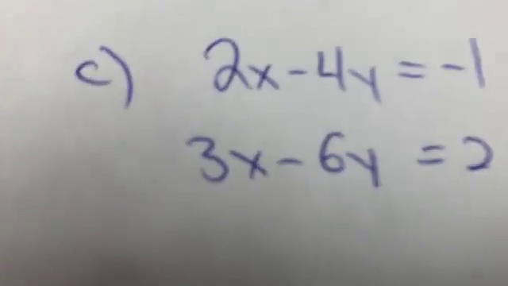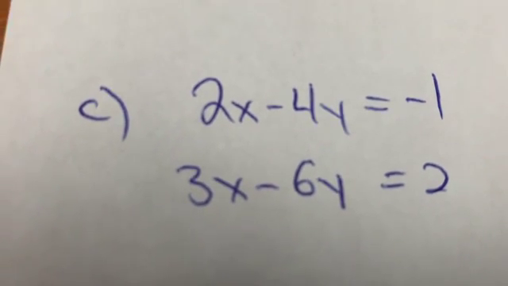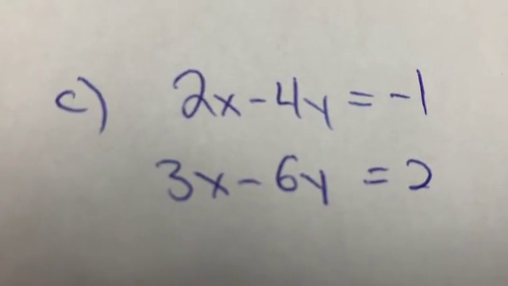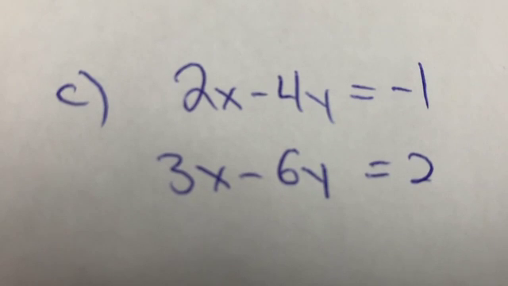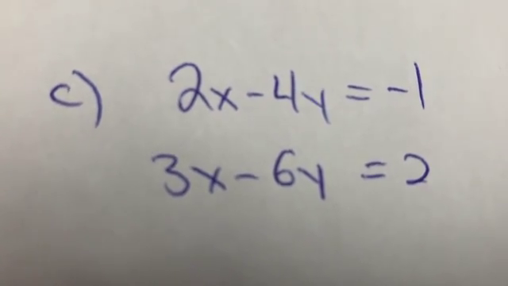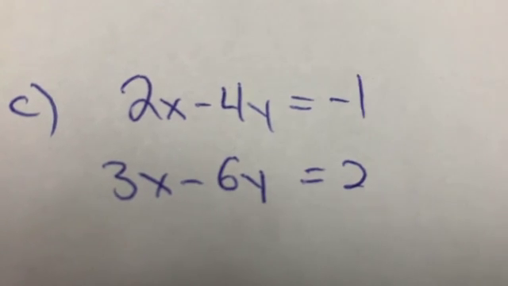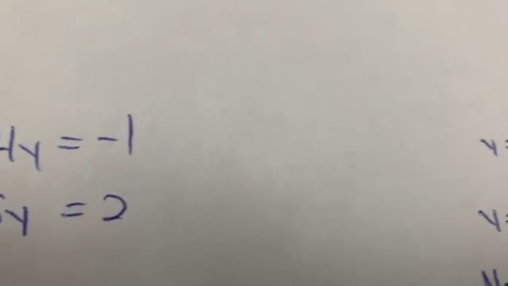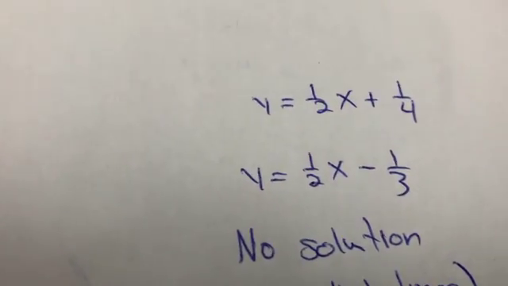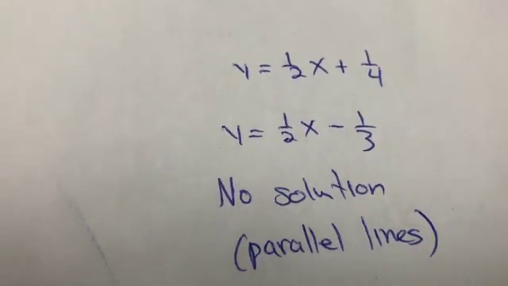The last of these examples is this system here: 2x minus 4y equals negative 1, and 3x minus 6y equals 2. Again, the simplest way to see how many solutions there'll be is to put them both into a graphing form, into y equals mx plus b, and in this case I get two parallel lines.